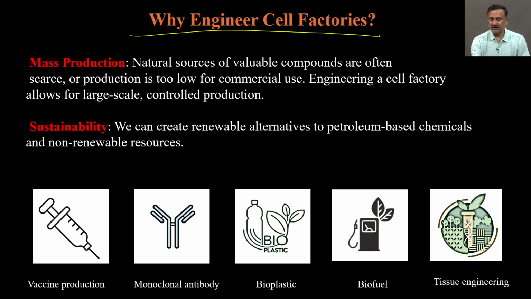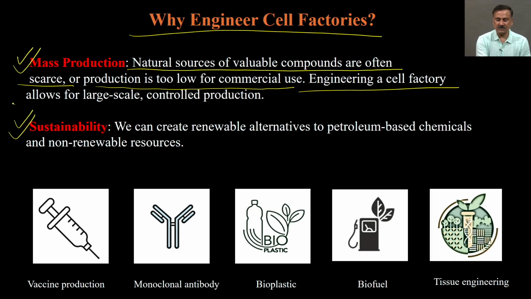Why is there a need to have an engineered cell factory? Because you are going to have mass production, and it is going to be more sustainable. Natural sources of valuable compounds are often scarce, or production is too low for commercial use. Engineering a cell factory allows for large scale controlled production. One of the major issues with natural products is that their quantities are very low, and they are also present with other molecules, right. So, purification and other problems have always been there, right.